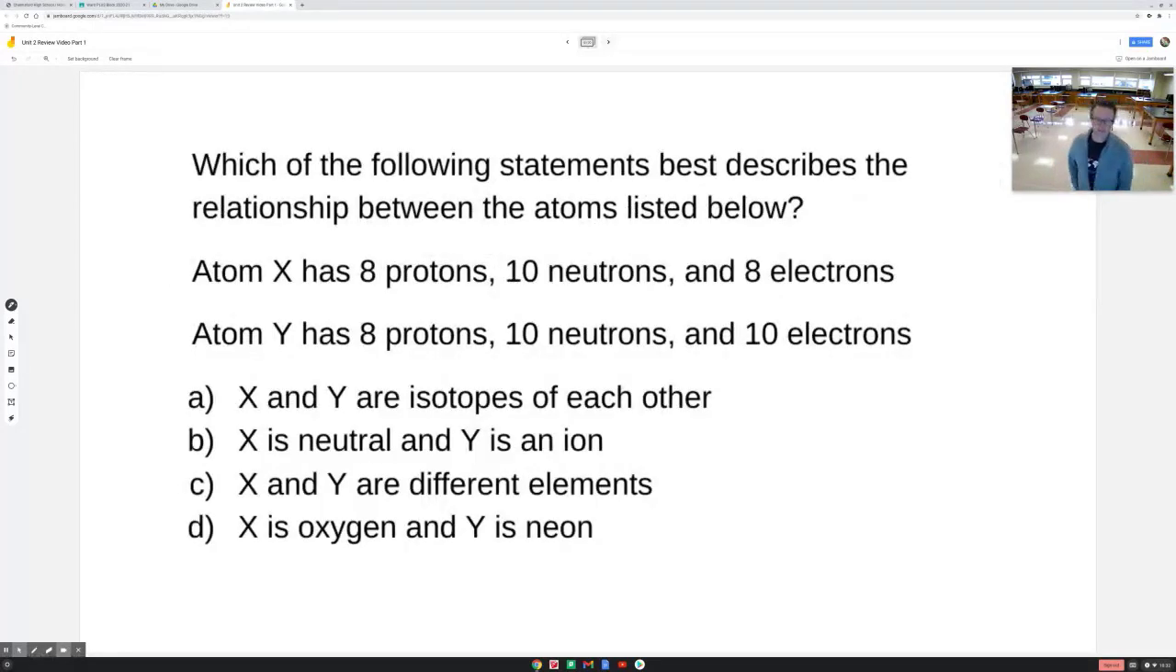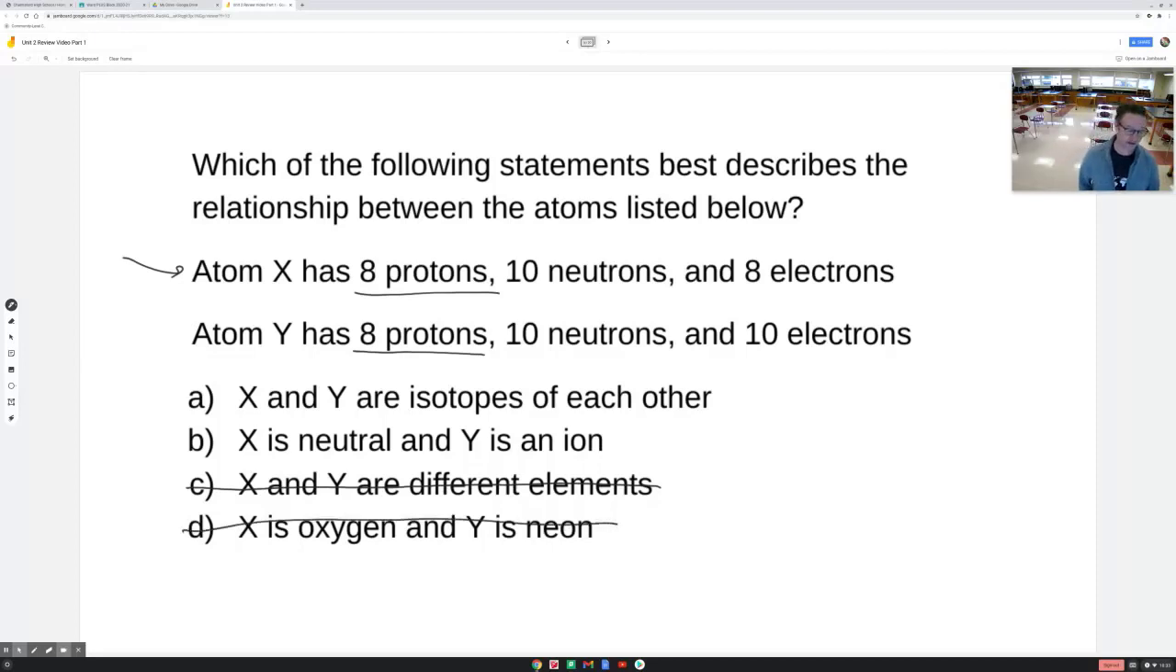All right. Which of these statements is true about these two atoms? X has 8 protons, 10 neutrons, 8 electrons. Y has 8 protons, 10 neutrons, 10 electrons. So first of all, they both have 8 protons, so they're the same element. Once they're the same element, we can cross off this one. And this says oxygen and neon. That's two different elements, so we can cross that off.